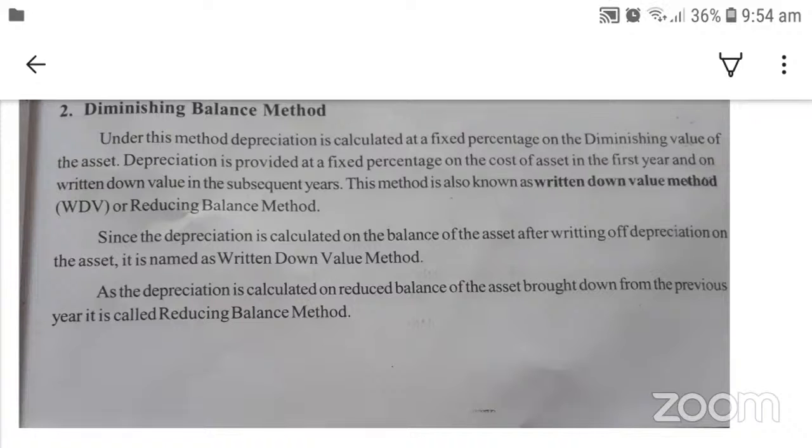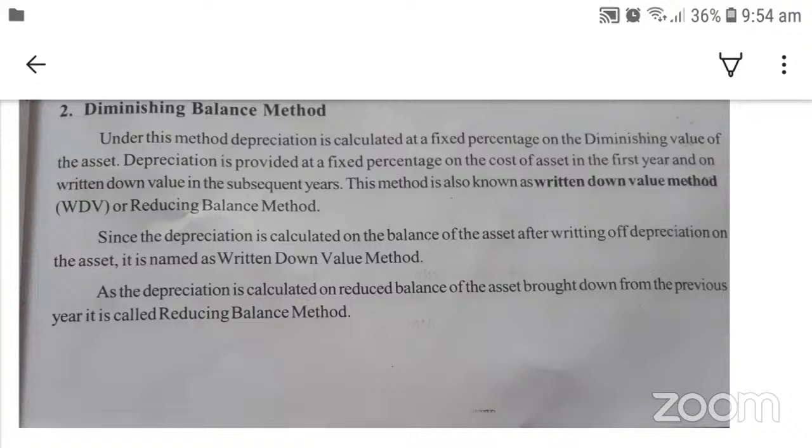Okay, in the last class we discussed the straight line method. What is the straight line method? In the straight line method, the rate of depreciation is the same for every year. The depreciation will be calculated on the original cost of the asset. For every year, the amount of depreciation will be the same.